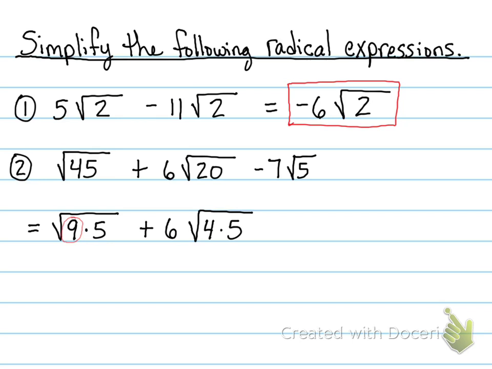And now if we look at this last square root, it's the square root of 5. 5 is prime. So we can't simplify this square root any. So we'll just go ahead and write down minus 7 times the square root of 5. All right, so I'm going to go through and simplify. So on this first one, square root of 9 is 3. So we're going to have 3 times the square root of 5.